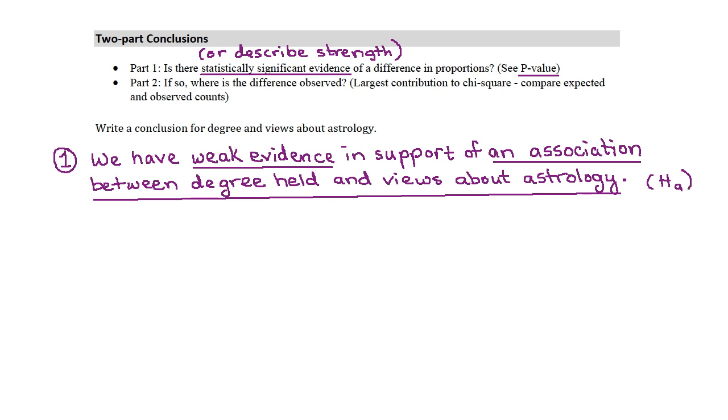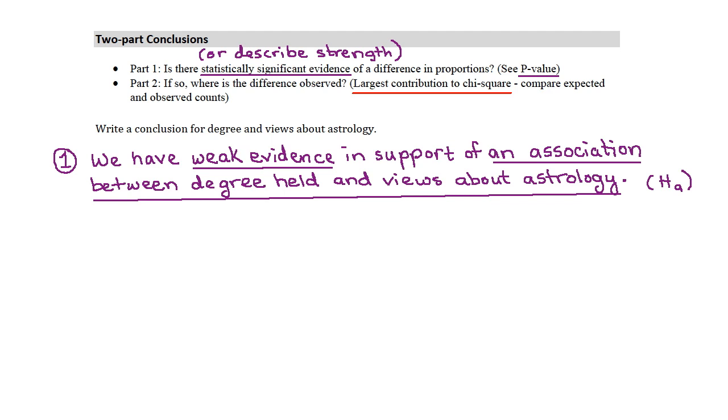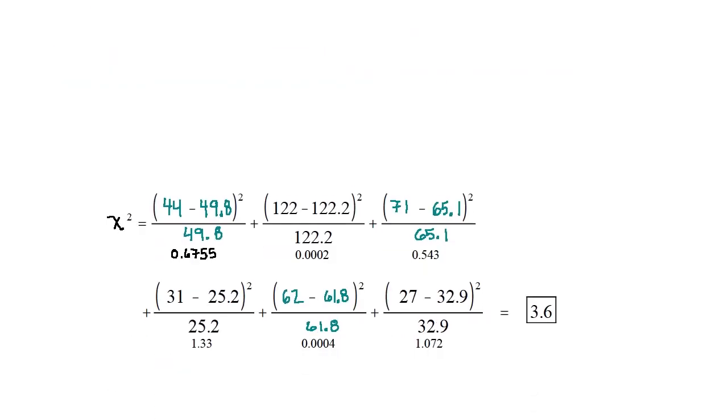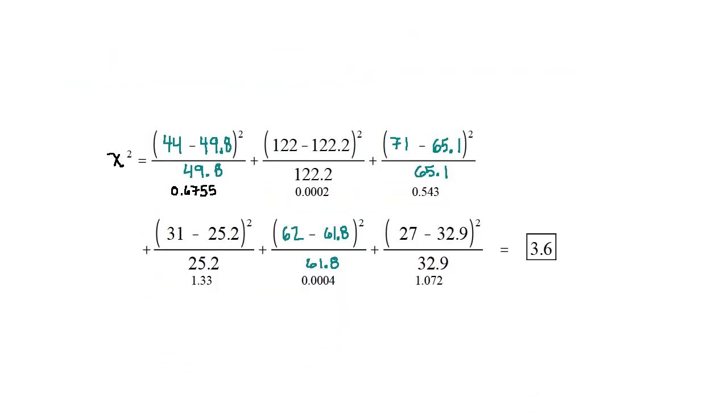Now, for part 2, we want to see where the largest difference is observed, and to do that we need to find the largest contribution to chi-square. So we need to look back at our calculations and see which of those cells made the largest contribution. Recall that the cells that make the largest contribution to chi-square are also the ones that have expected and observed counts farthest apart.